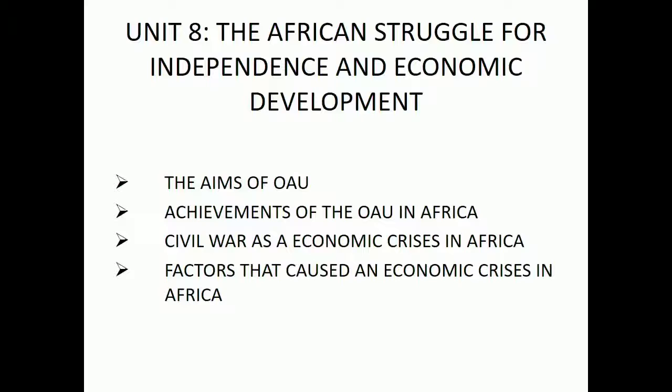So please make sure, students, that you know the background around the establishment of the OAU. The aims: during the establishment of the OAU, which is today known as the African Union, the aims were written down and given to all African countries. So you should study the aims. It's very important.